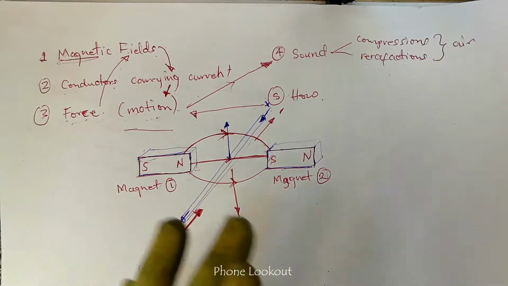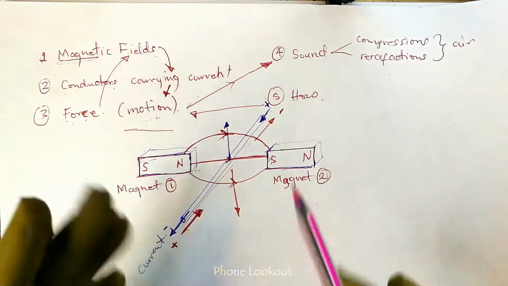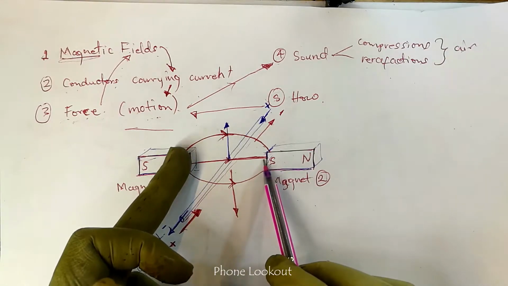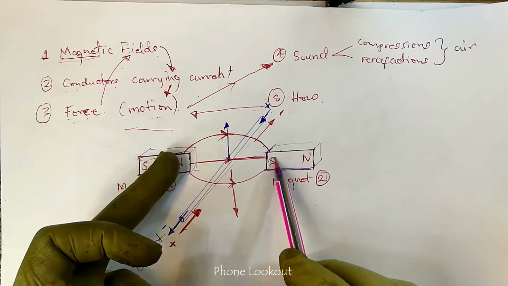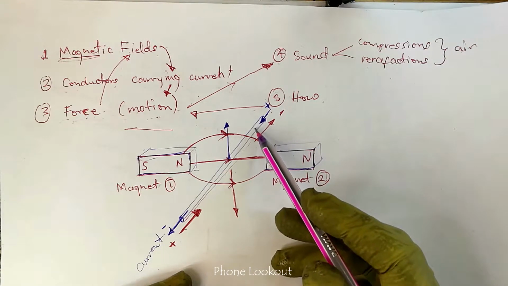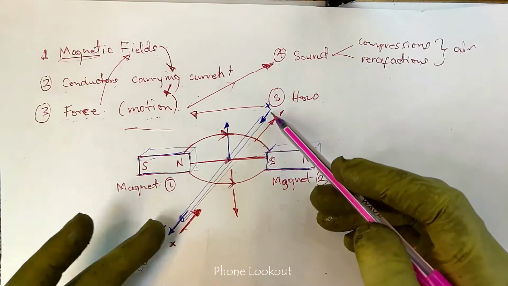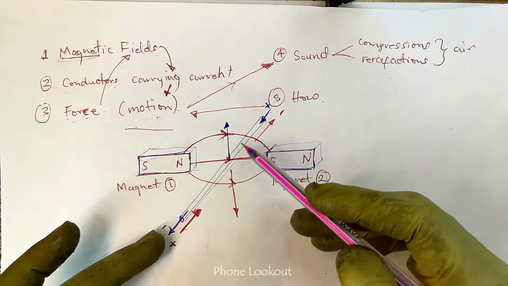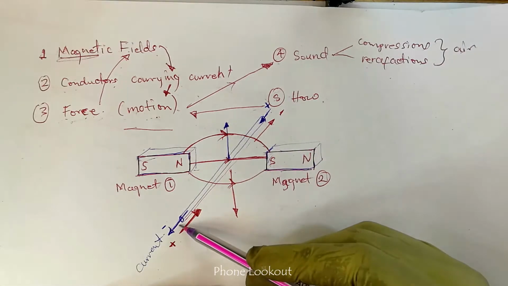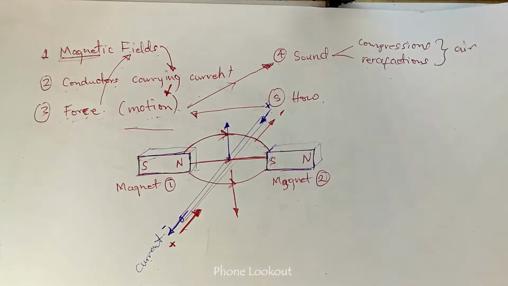So this is the principle the speaker uses to operate. In other words, you have a permanent magnetic field created by two permanent magnets, and there is a conductor in between them. So every time you supply current through this conductor, depending on the direction in which you've supplied the current, the conductor will move, and that's governed by Fleming's left-hand rule.